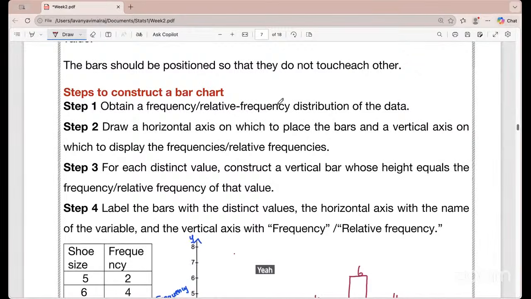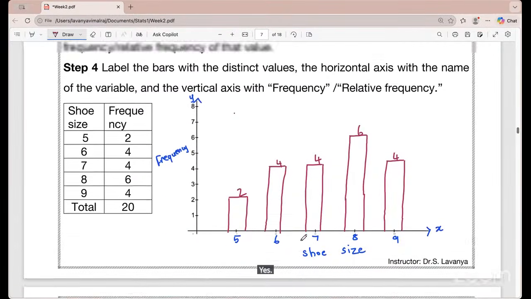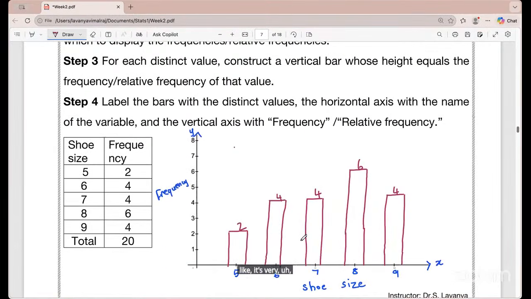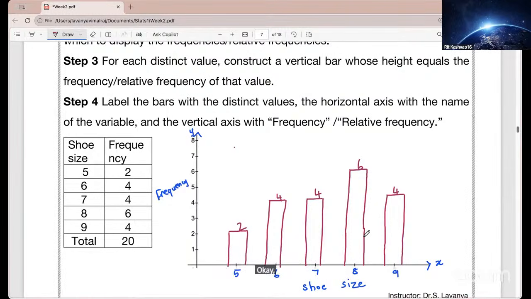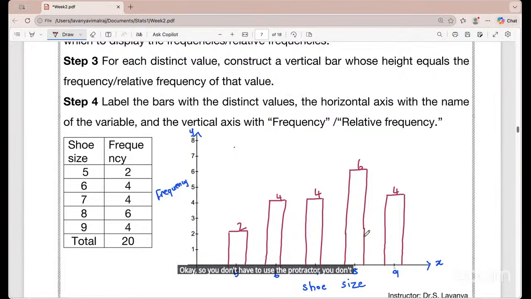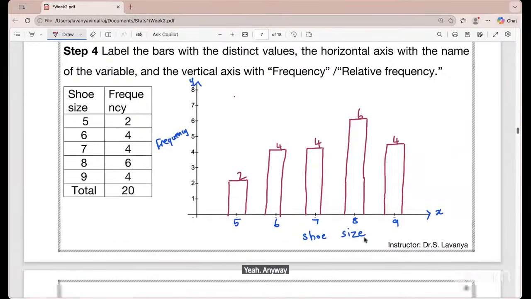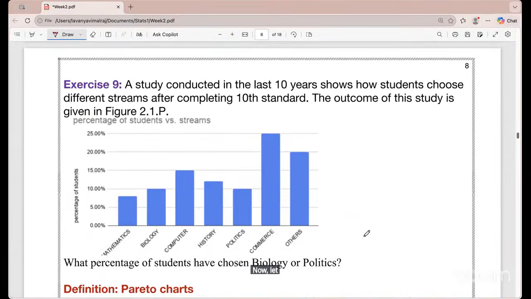Yes, ma'am. Since you don't have a pen and paper exam, the process of explaining these things is very short, I feel. When I teach the students in person, I have to tell them, take the scale, take 1 centimeter, take 1 centimeter gap and all those things. So you guys don't have to worry about all these things, right? So you don't have to use a protractor. You don't have to use a scale. Okay. So anyway, now let's see an example here.